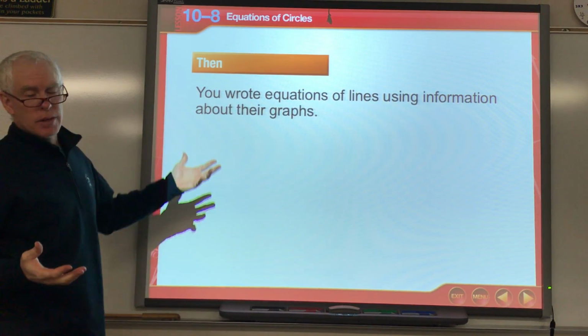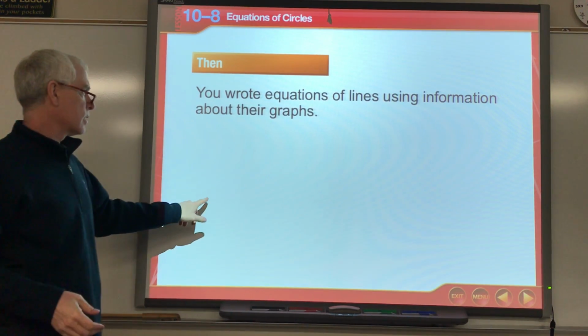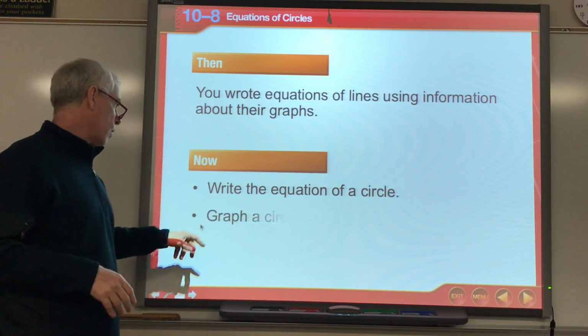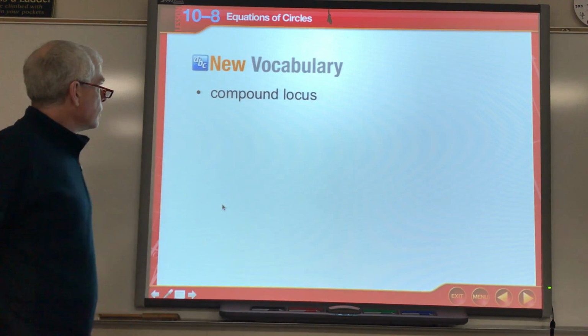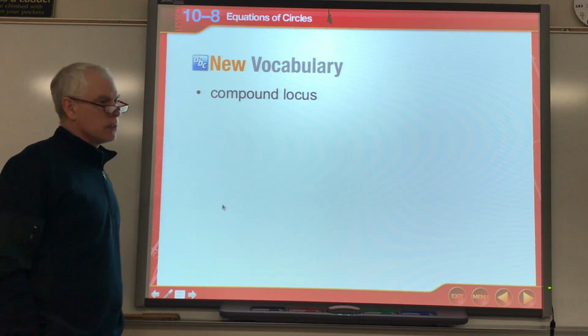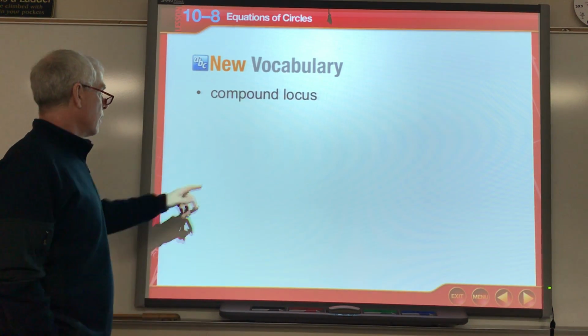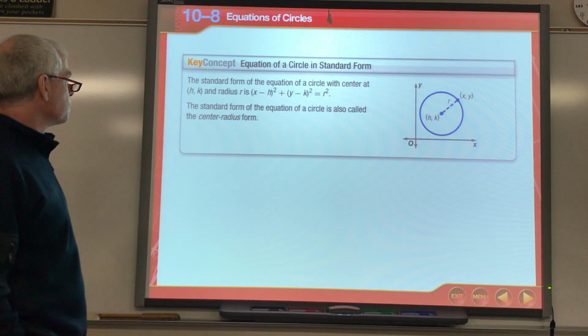So we should be good at writing equations, is what they're saying here, written equations of lines and things like that. Today we're going to focus on how do we write an equation of a circle or graph the circle from a given equation, okay? And so a locus is just a set of points that satisfy a given condition. And that's how we define a circle typically, so that's not that big a deal.